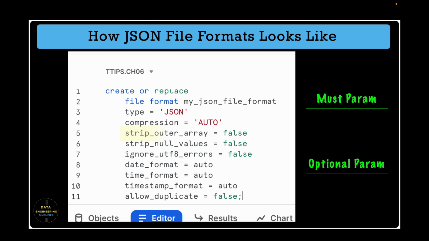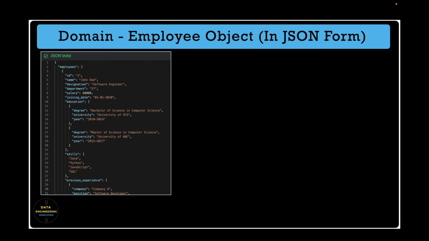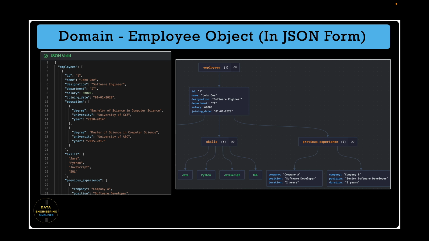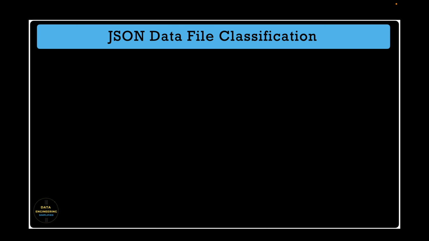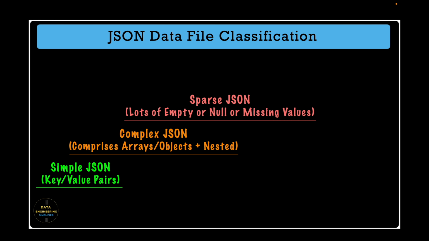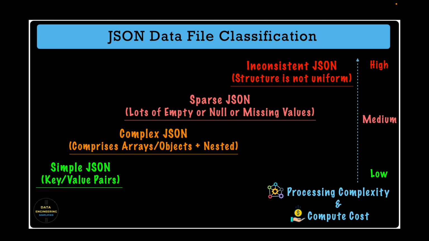We will start with the strip outer array parameter first and understand how this works and why Snowflake has given this parameter. We would continue to use the employee domain as it is easy to understand, and most of the use cases and technical scenarios can be understood easily using this domain. We have already discussed JSON file classification in our chapter 5 and have practiced how to process these different kinds of JSON files, including the processing complexity and compute cost.